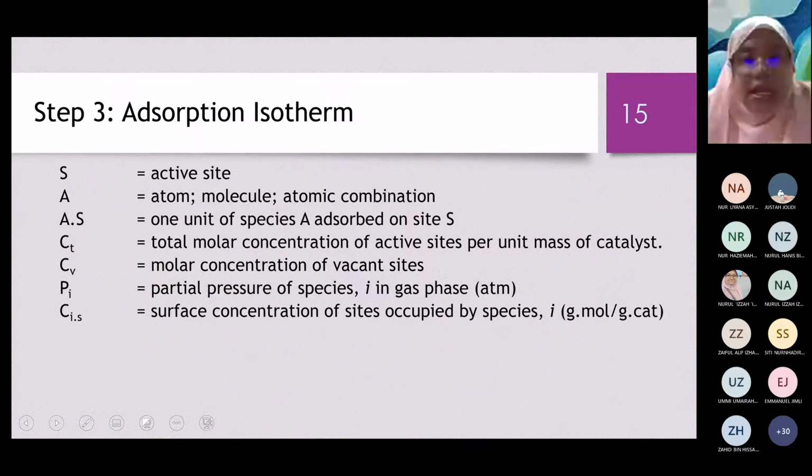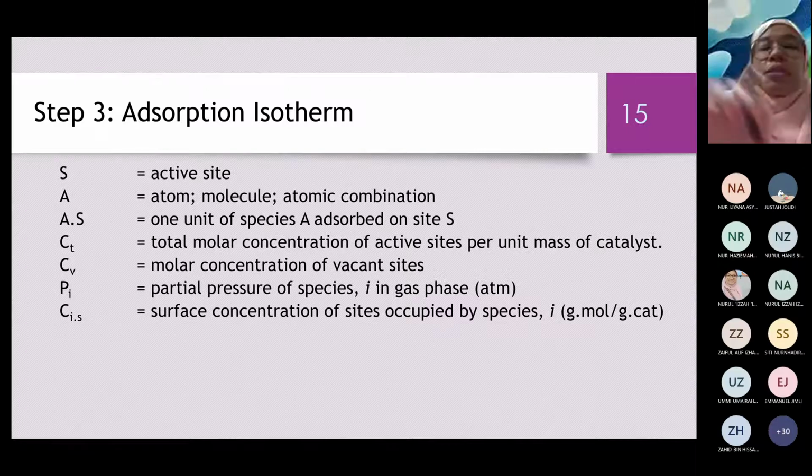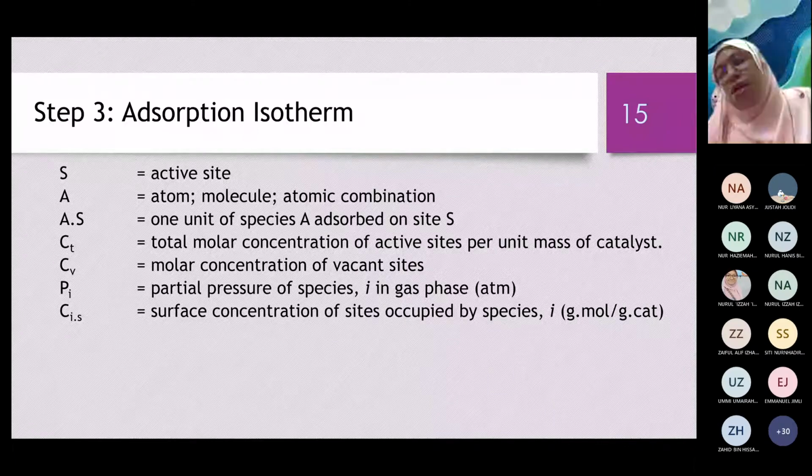Okay, all right, then we look at the adsorption step. Okay, adsorption step. Okay, when we want to derive the adsorption reaction, okay, ataupun rate of adsorption, okay, during the adsorption step, we need to write the rate of adsorption. So what is the parameter that we need to consider in the rate of adsorption? Okay, so we need to know what is the active site of catalyst. So active site, so this is the acronym that we use to represent the part of catalyst. So this is the acronym.